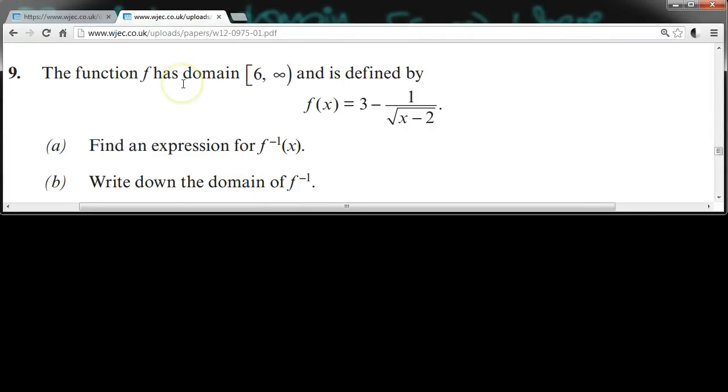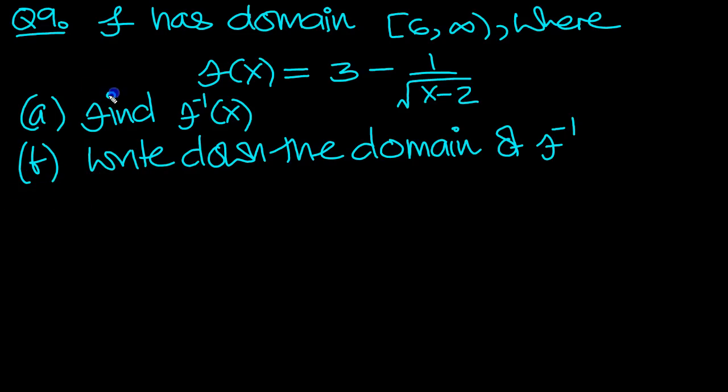The function f has domain 6 to infinity and is defined by f of x equals 3 minus 1 over the square root of x minus 2. Find an expression for f to the minus 1 of x and write down the domain of f to the minus 1, the inverse function. So here we go. Let's have a look at it. Here's the question in summary form then.